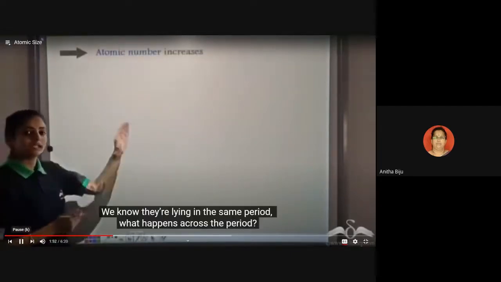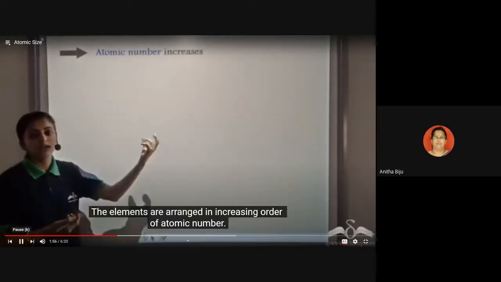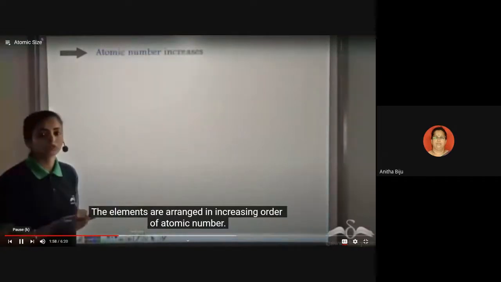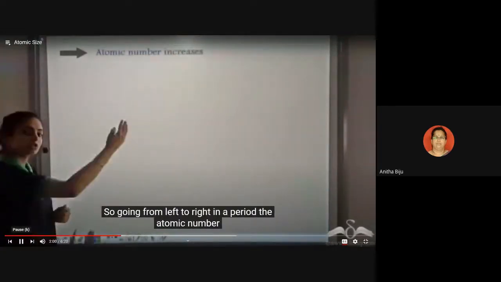We know they're lying in the same period. What happens across a period? The elements are arranged in increasing order of atomic number. So going from left to right in a period, the atomic number increases.